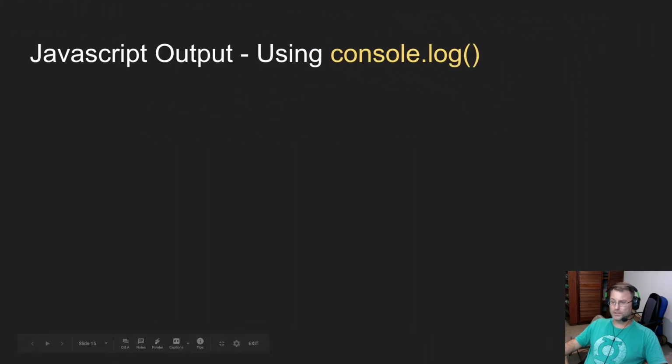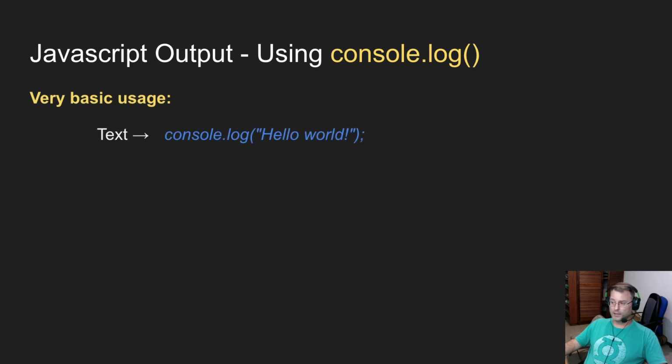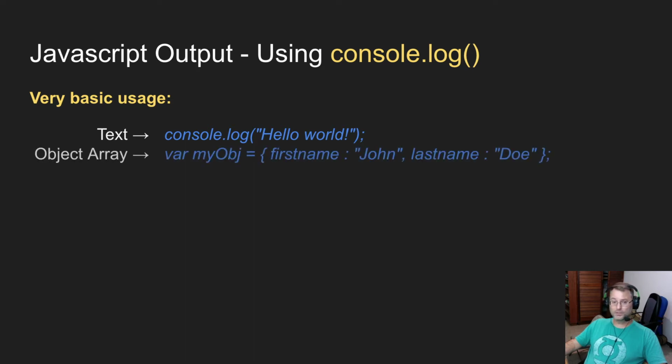All right, so using the console.log, very basic usage, okay? You can output the text like hello world, and it will output that text in the console. Or you can specify an object array like var object, and this is a JSON object, by the way. This is the syntax for that. This is a very basic object array. We have a key value pair here. This is the key, and this is the value. And so it would output this in the log, and it makes it easier to be seen. And of course, then you would take your object, pass it into the console, and it would display it.